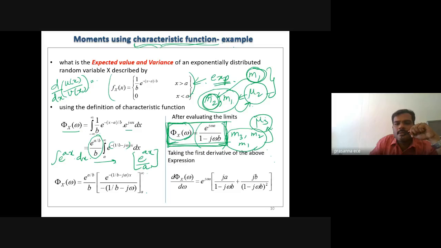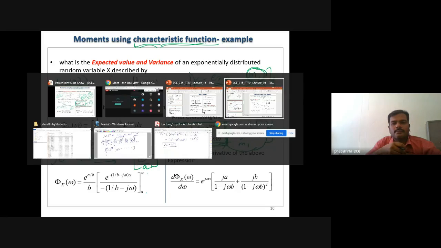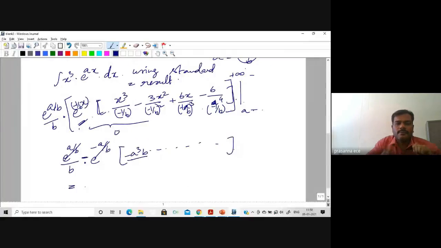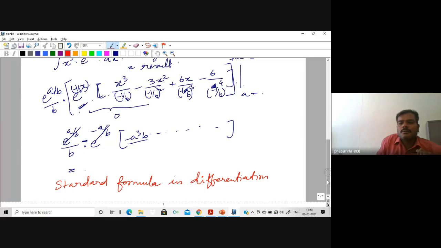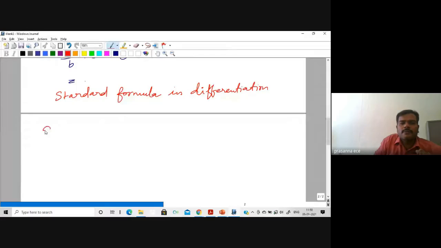I'll just write the formula here. Standard formula in derivatives, or differentiation. I think you will be aware of this rule. It is called the division rule.